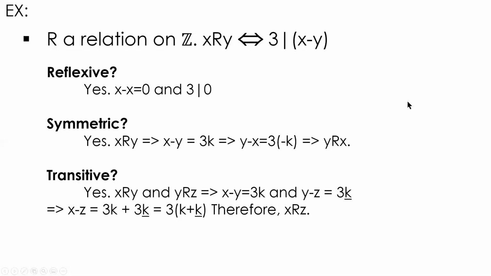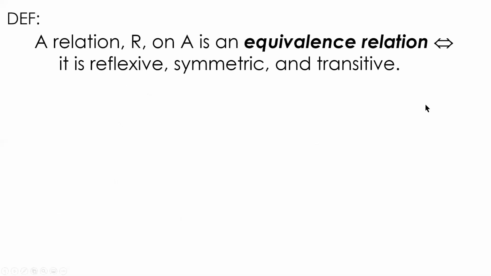So this is something that's all 3 properties, and that is a very cool relation to have. In fact, we have a special name for it. Oddly enough, it's what this whole PowerPoint is supposed to be about. A relation on A is an equivalence relation if and only if it is reflexive, symmetric, and transitive.